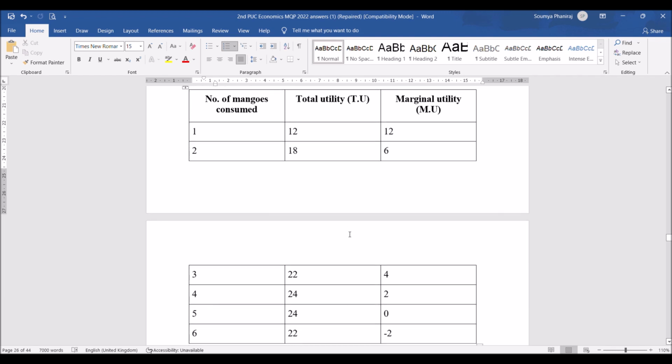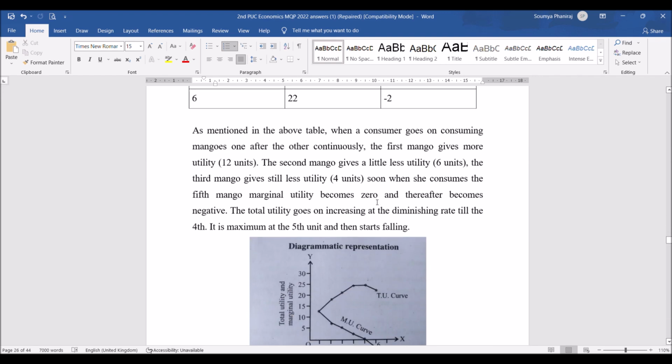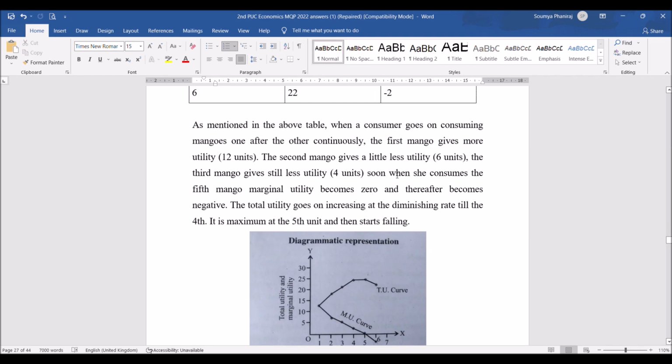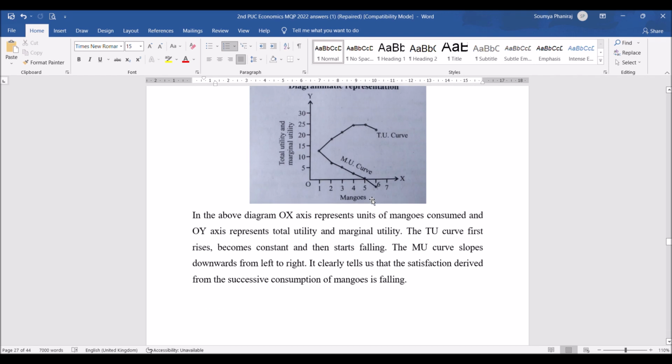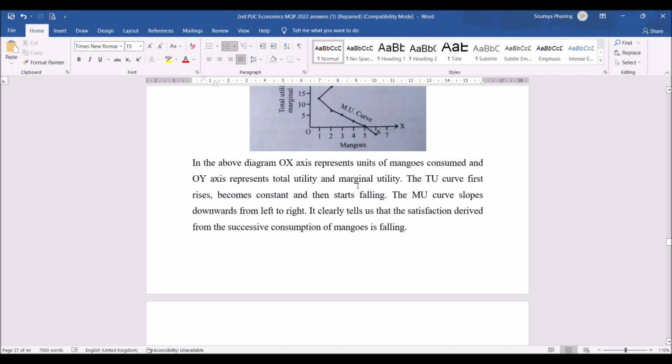Number of mangoes consumed, total utility, marginal utility. And the description is given. Whatever the table says, it has to be explained here. The same thing is represented in the form of a diagram. Finally, a concluding paragraph should tell the valuer what you've understood out of that question. So the last sentence is very important. Here in this example, it clearly tells that the satisfaction derived from the successive consumption of mangoes is falling. That is the whole gist of diminishing marginal utility.